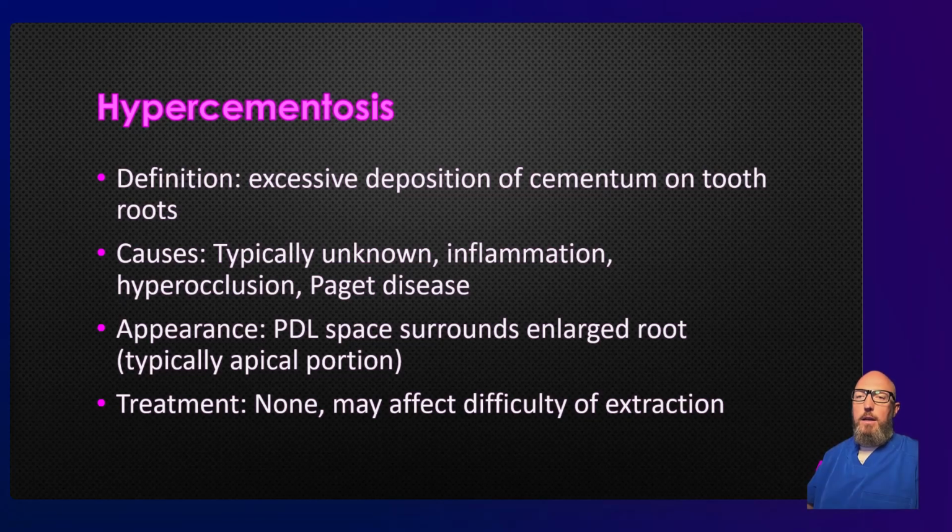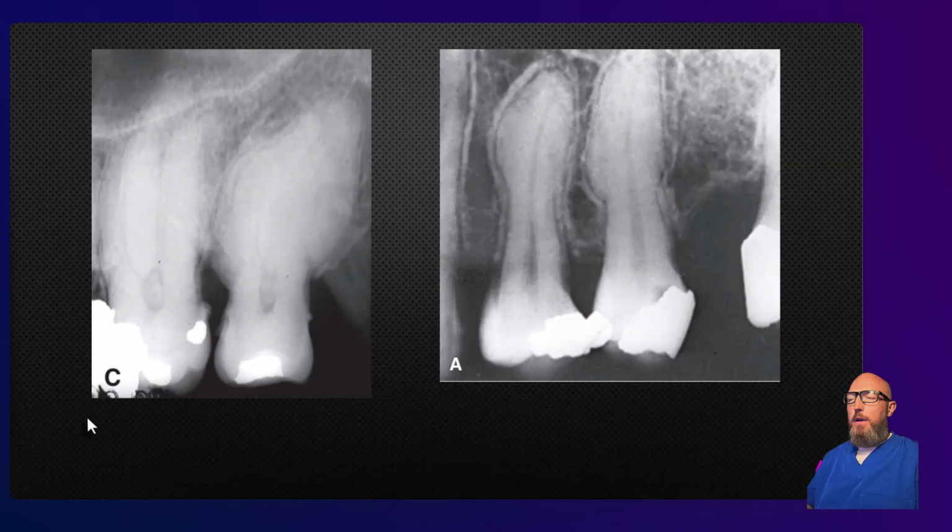And so that's going to be a lot harder and more likely to risk needing a surgical extraction. All right, some examples. This looks like a large bulbous root. This is one of the largest examples of hypercementosis I've seen, but look at the PDL space. It's nice and intact and uniform. Doesn't look enlarged anywhere. And this is the more typical appearance, just kind of a widened, enlarged apical portion of the roots with an intact normal PDL space all the way around these.